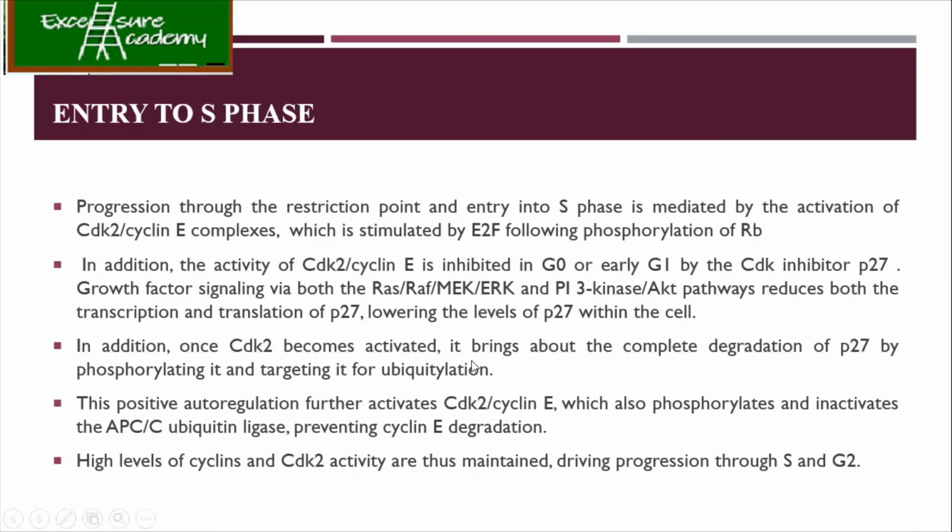Now, this positive autoregulation further activates your CDK2 cyclin E, which also phosphorylates and inactivates your APC, which will prevent the cyclin E degradation. And then only it is going to pass from S and enter into the G2 phase.